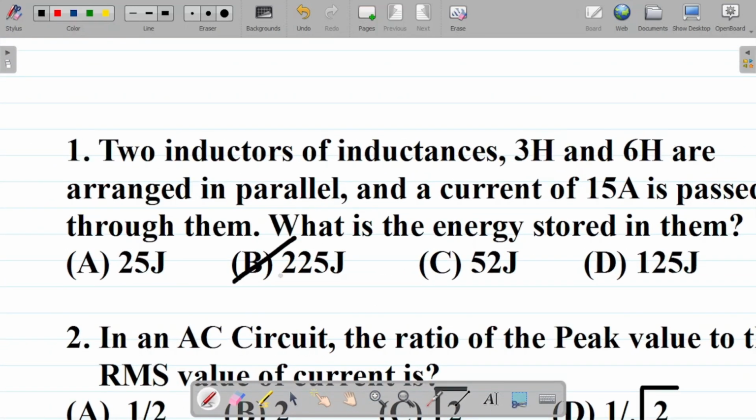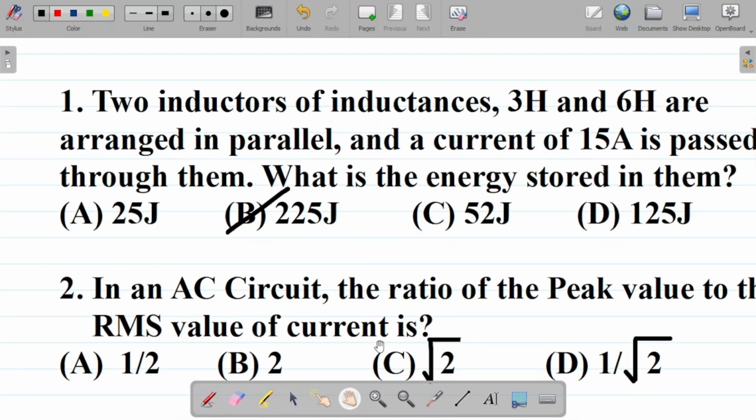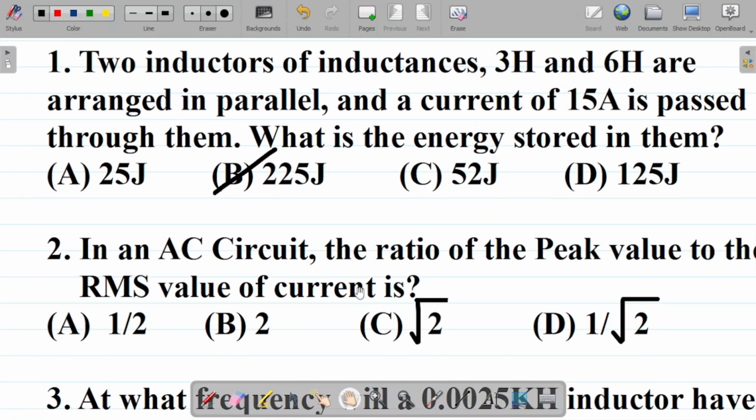So the correct answer here is option B, 225 joules. All right, so that's how we solve the first question. Let's look at the second question here.